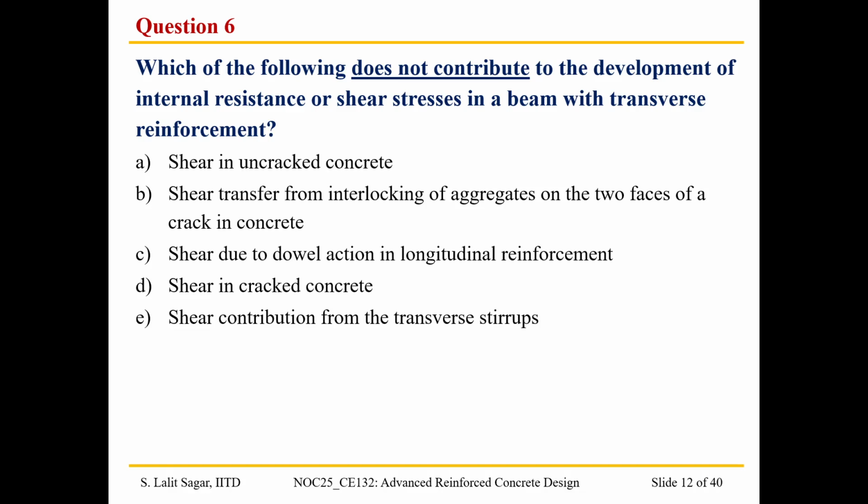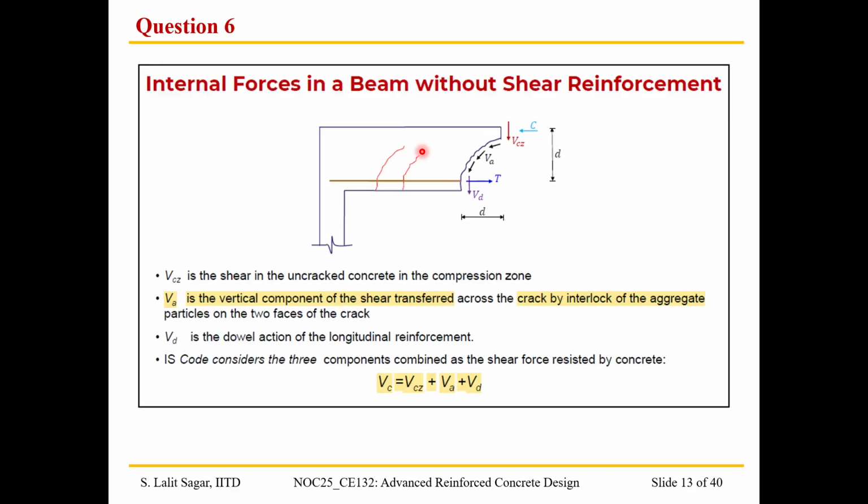Okay, I think we can have a look at the answer now. It was a slightly trickier question, which I developed from the lecture slides. So the correct answer is Option D. Option D, that is shear in the cracked concrete, is not considered to determine the shear resistance. Let us look at the answer why.